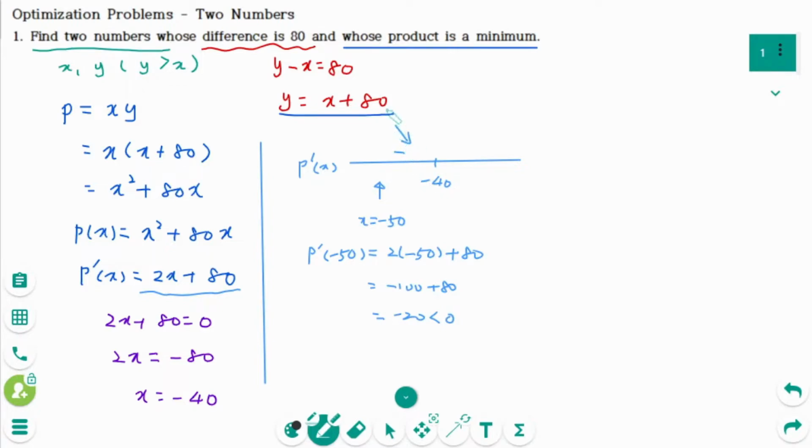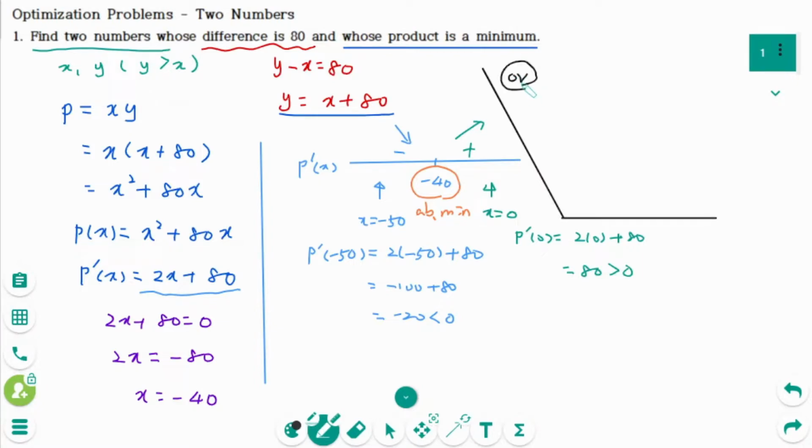It's decreasing. When the testing number is 0, then p prime of 0 equals 2 times 0 plus 80, which is 80, greater than 0. It's positive, increasing. P prime changes from decreasing to increasing at x equals minus 40. That means there is an absolute minimum at x equals minus 40.